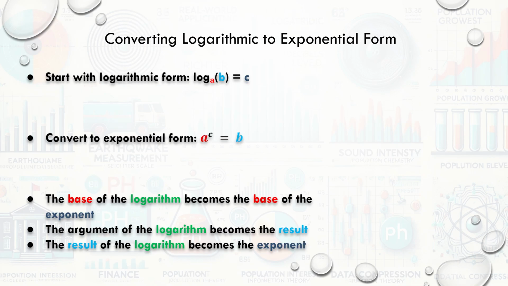Now let's go the other way. If we start with log with base a of b equals c, how do we get back to the exponent? We rewrite it as a to the c equals b. Notice the pattern. The base of the log stays the base, the result of the log becomes your exponent, and the argument of the log becomes your final result. Make sense?